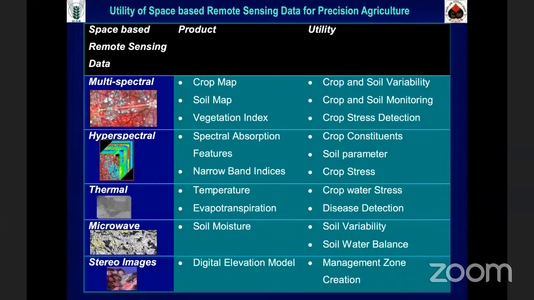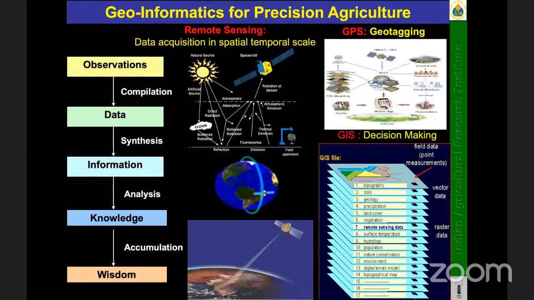Just a quick view to tell you: multispectral, hyperspectral, thermal, or microwave sensors are mostly used for capturing the variability in soil health, soil fertility parameters, and also crop health, crop monitoring, maybe nutrient stress, water monitoring, temperature, all those things. If you look at all those sensors, the basic purpose is how we can derive from the sensor data into information, then to knowledge, then to wisdom.